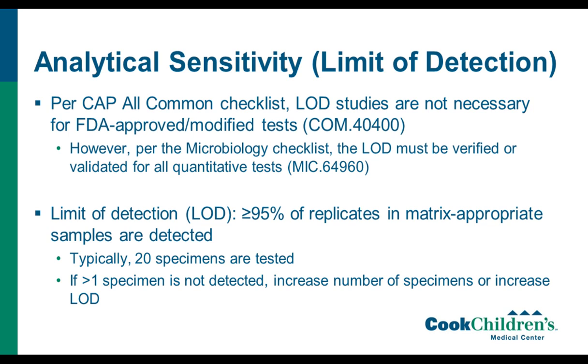For limit of detection studies, the limit of detection is defined as greater than or equal to 95% of replicates detected. So typically 20 specimens are used, and as long as 19 of these are detected, you can say that that is the limit of detection. However, if you run 20 samples and more than one isn't detected, you'll have to increase your number or increase your LOD. Some people will do less if they're running an FDA-approved test. If they're staying on label, they may just run a few replicates to verify the manufacturer's limit of detection and do a more extensive limit of detection study if it's off-label or an LDT.